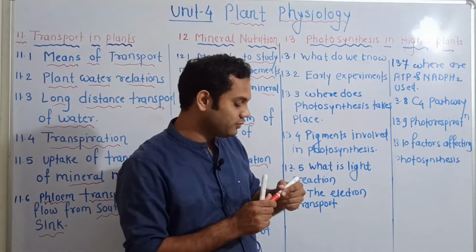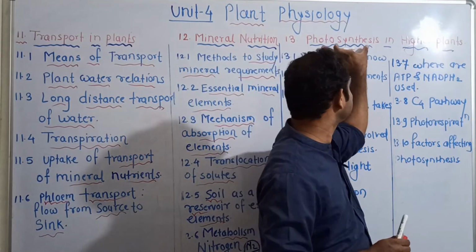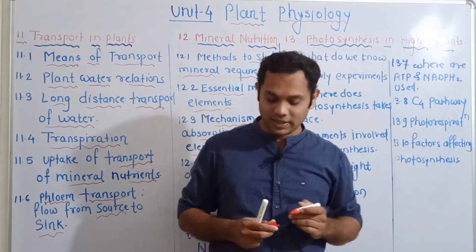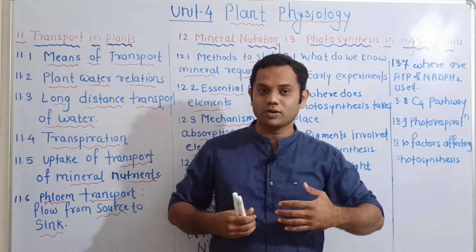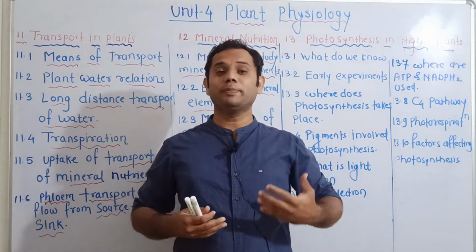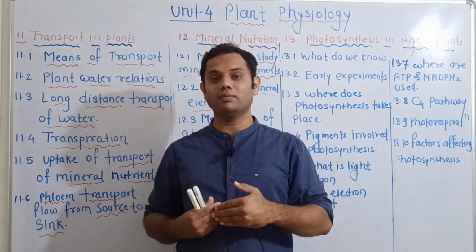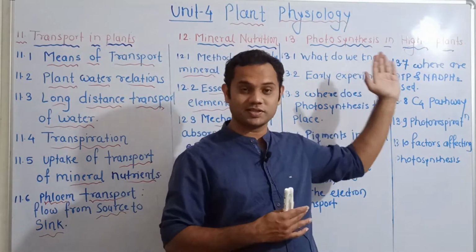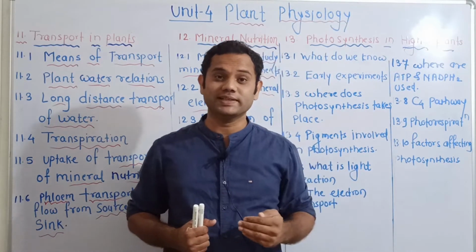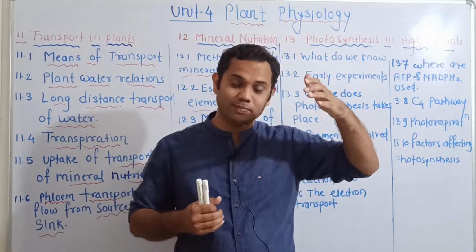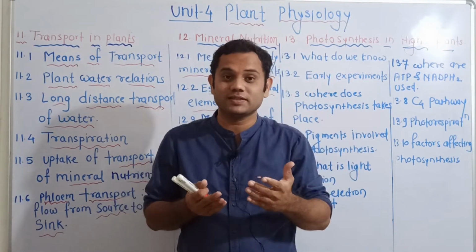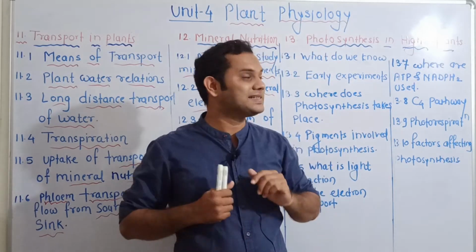The third chapter is a very important chapter, that is, photosynthesis in higher plants. Photo means what? Light. Synthesis means what? Formation. In the presence of light, something is formed, and therefore this process is called photosynthesis. Photo means light. In the presence of light, something is synthesized. Something means what? Food is synthesized.